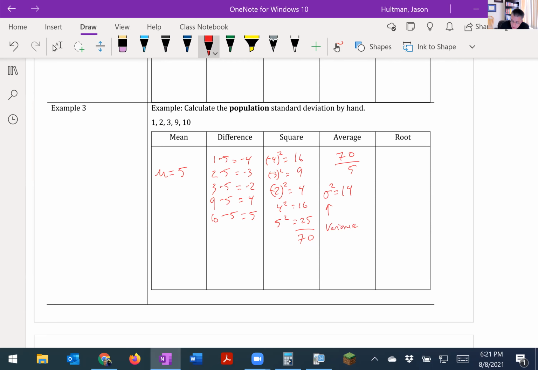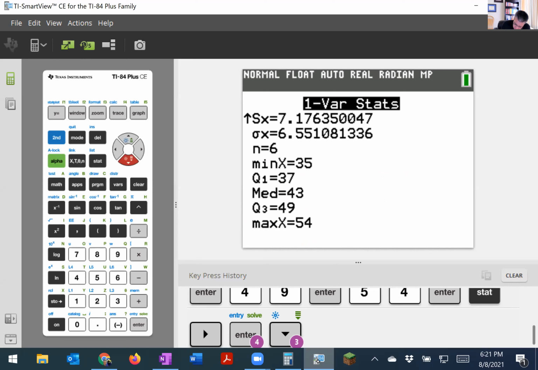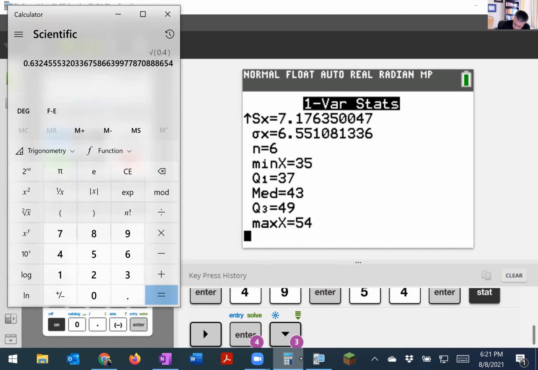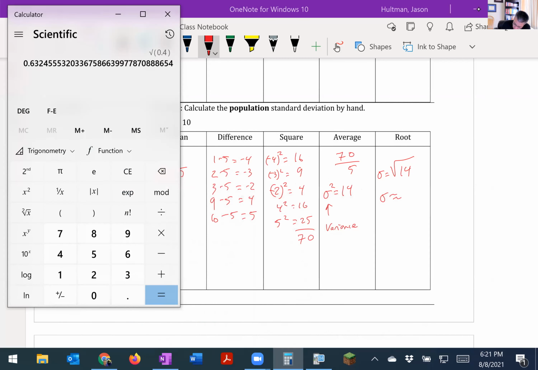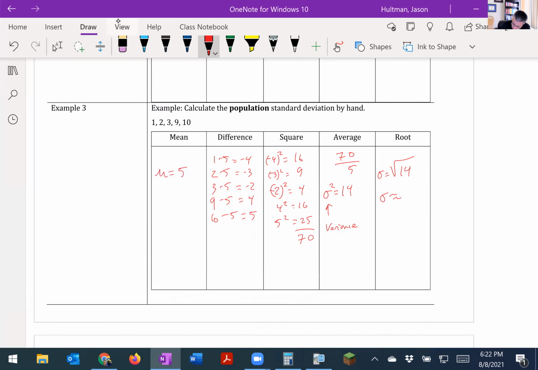Then we're going to square root this number to get the standard deviation, or sigma. So sigma is approximately the square root of 14, which on the calculator is about 3.74. Or about 3.7. We'll just go with 3.7 on that one.